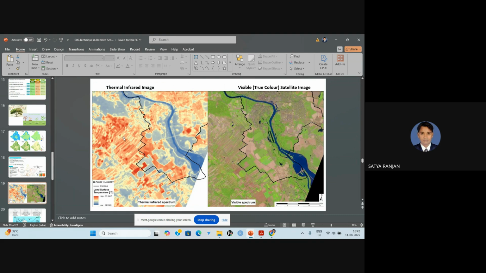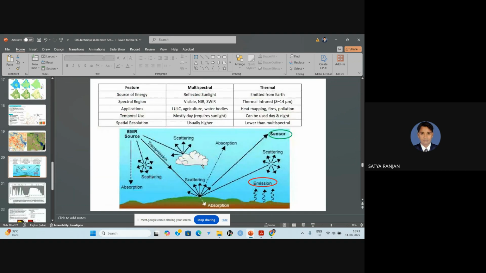So this is the thermal remote sensing image, and this is the optical visible satellite image. This is the same area, and it looks like this. Temperature differences are given in different colors. And this is the water body. Water body shows very low thermal conductivity. So this is the difference between the thermal and visible satellite image.